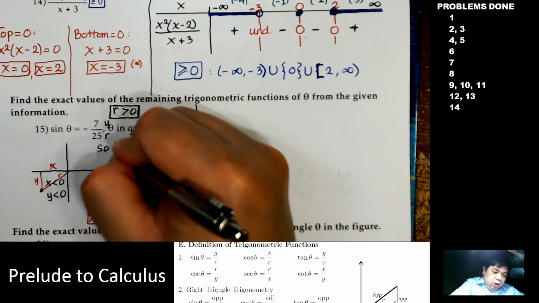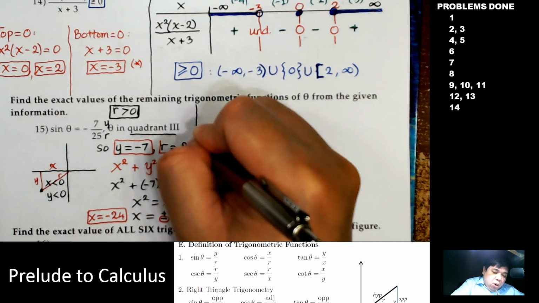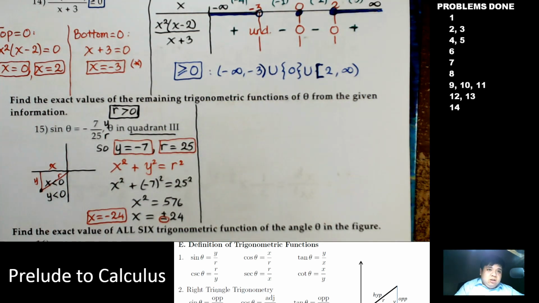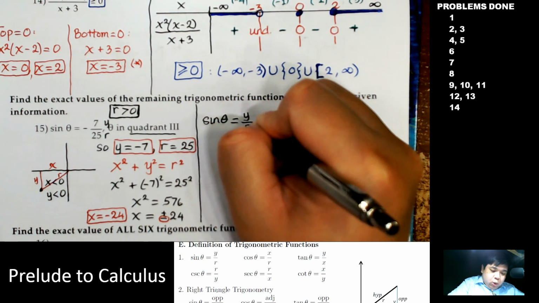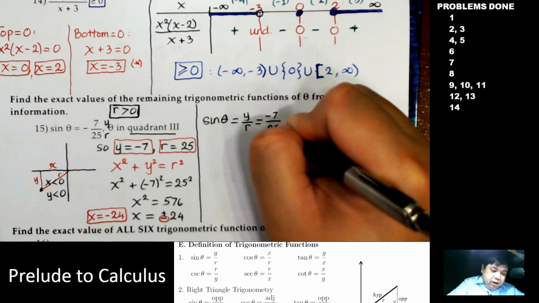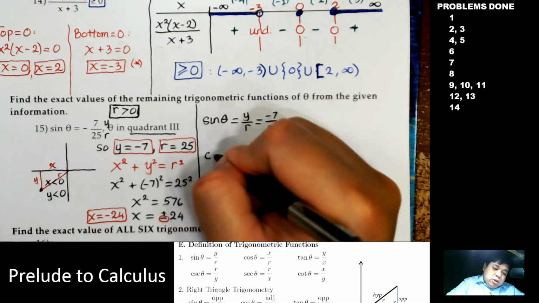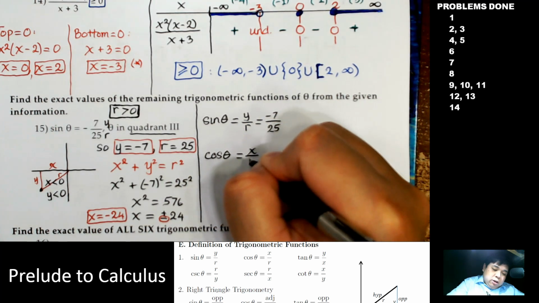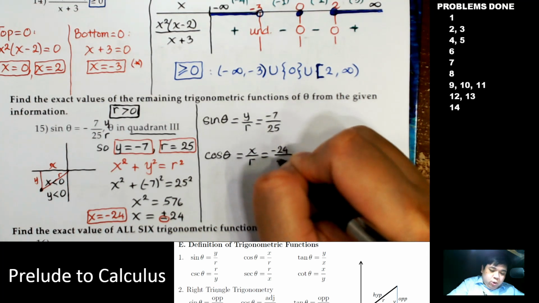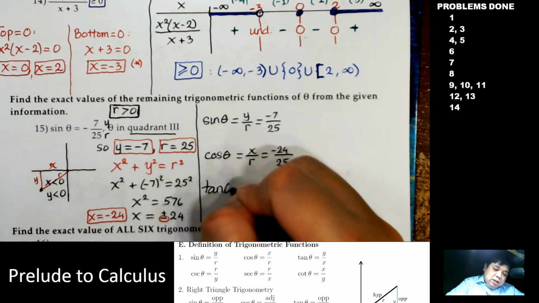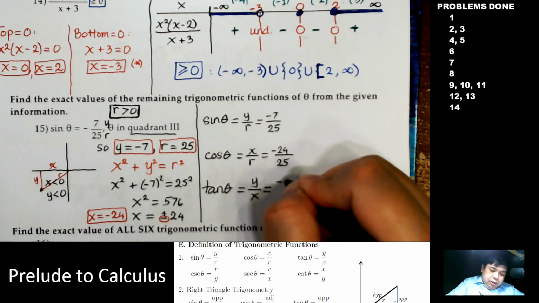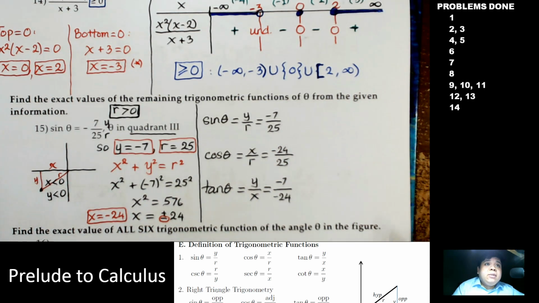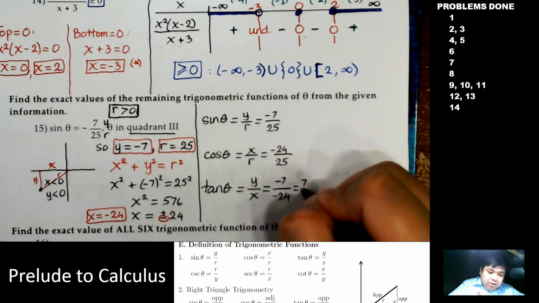So I have x, y, and r. Once we know that, the rest is simple. Just put in the definition of the trig functions. So sine is y over r. We already know that. Negative 7 over 25. Cosine is x over r, negative 24 over 25. And tangent is y over x. Of course, negative and negative simplify will be just 7 over 24.